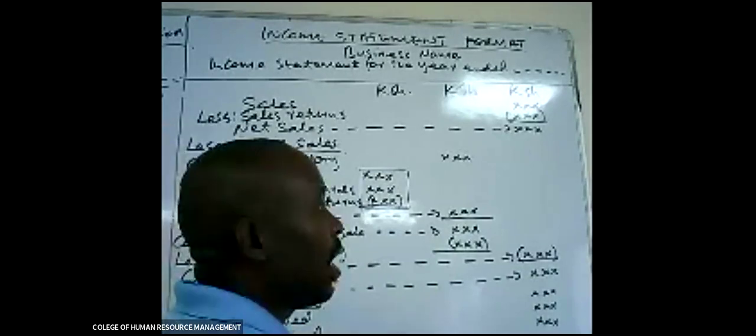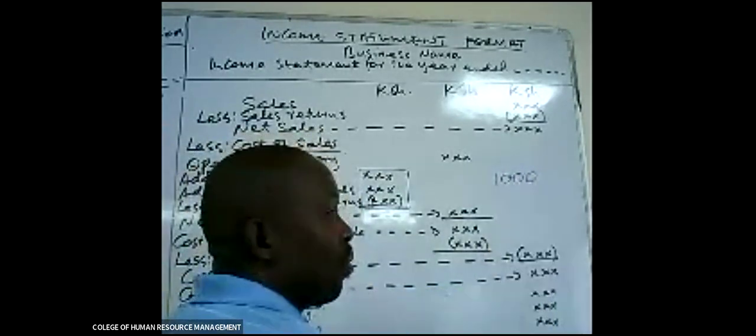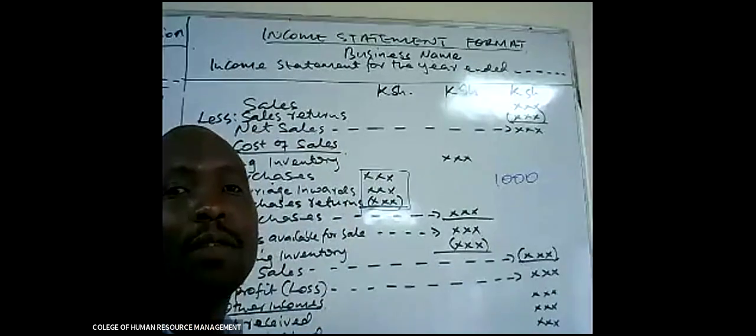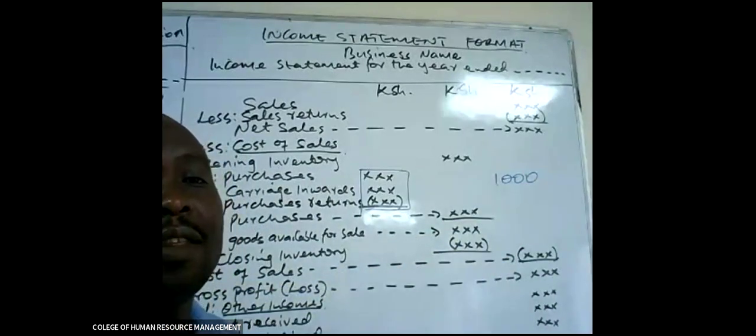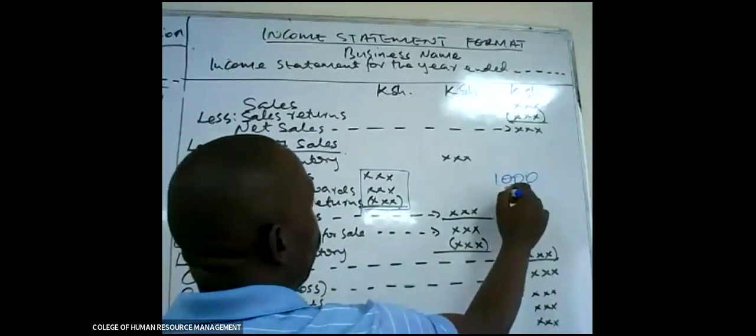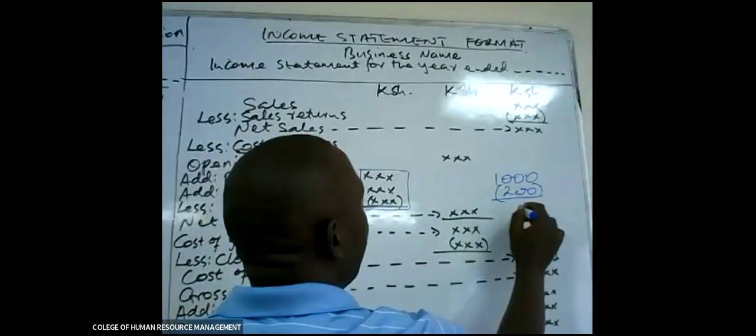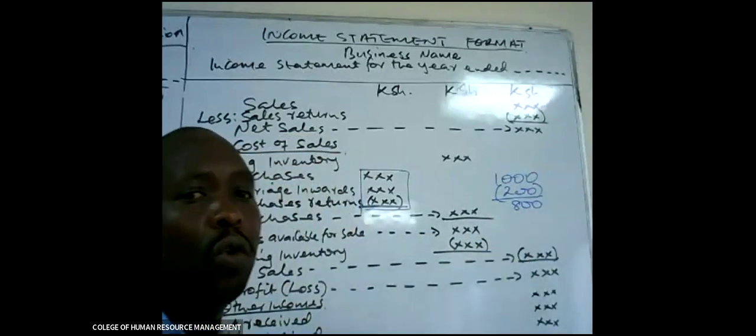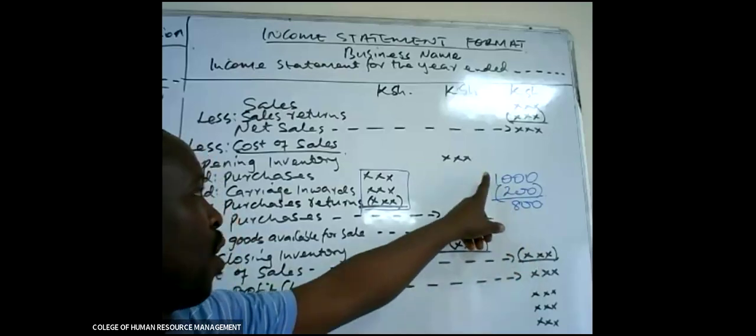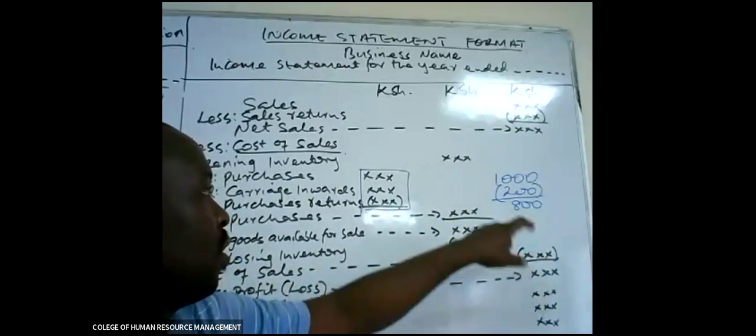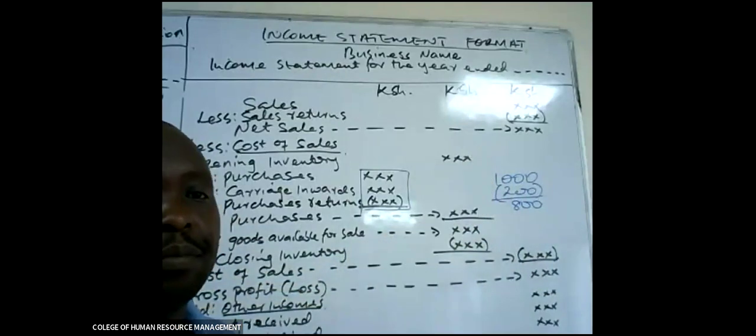And if this is what was available for sale, then we have some items that were never sold by the end of the year, which is the closing stock. If the total value of the goods that I had to sell was 1,000, that is the opening stock plus the additional stock, they have a cost of 1,000. And then I realized that at the end of the year, there are goods worth 200 that have not been sold. Then it simply means that the goods that I sold had a cost of what? 800.